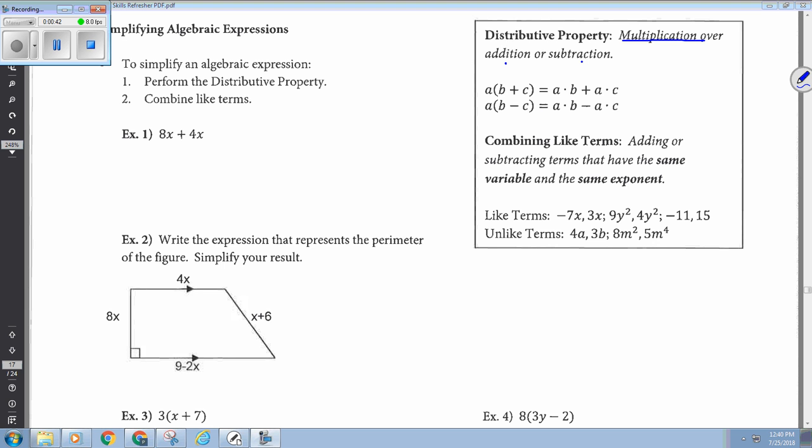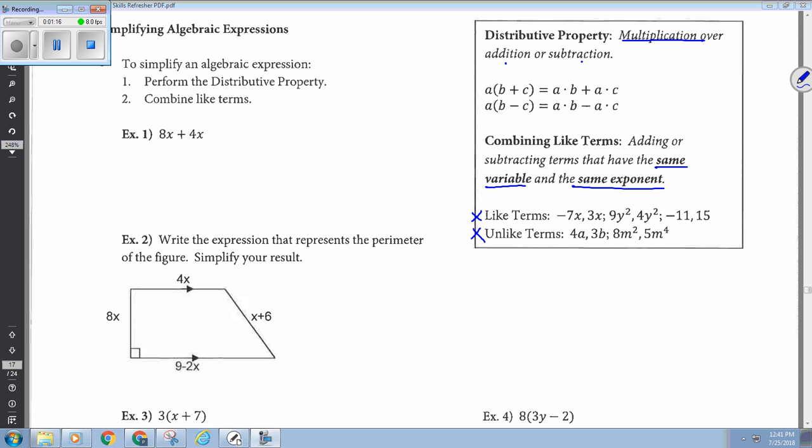Combining like terms is when you are adding or subtracting terms that have the same variable and the same exponent. They must have the same variable and they must have the same exponent in order for you to combine like terms. If you look at the two places where I placed the X, that gives you examples of like terms and unlike terms. Like terms can be added and subtracted. Unlike terms cannot be added or subtracted.